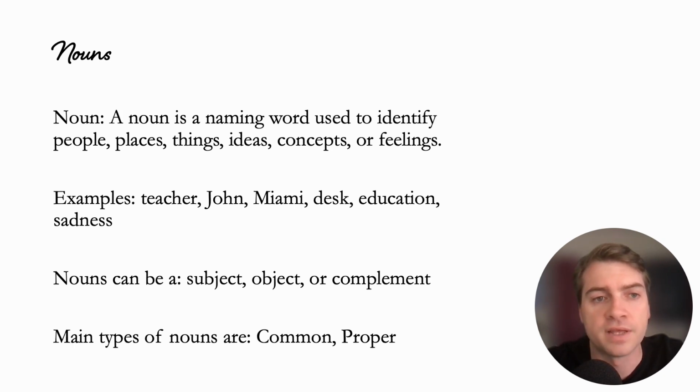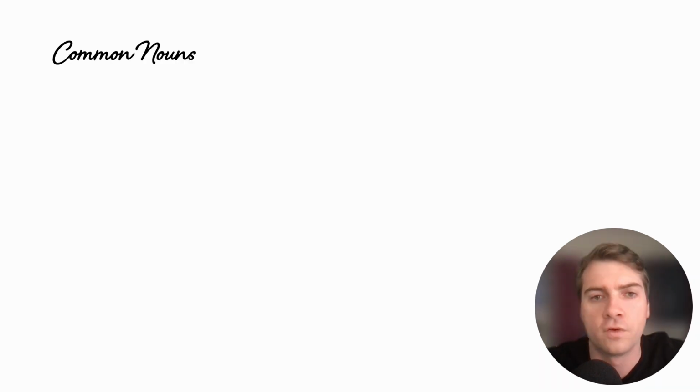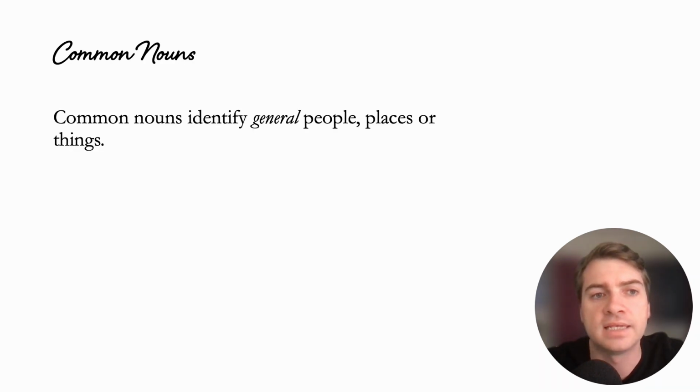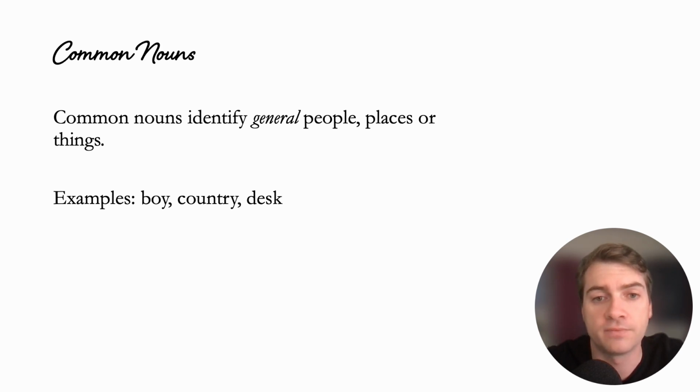The main types of nouns that we're going to talk about today are common nouns and proper nouns. Common nouns are anything that identify general people, places, or things. So some examples would be boy, country, desk. Again, we're talking about a boy in general. If you asked, is that a boy or a girl? Oh, I think it's a boy. You're just saying that I think it's a boy. We're not giving it a name like John. It's not a specific boy, okay?